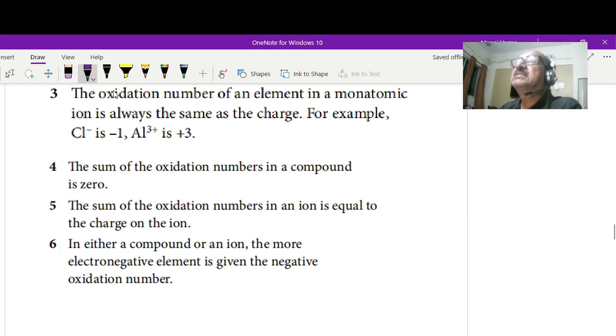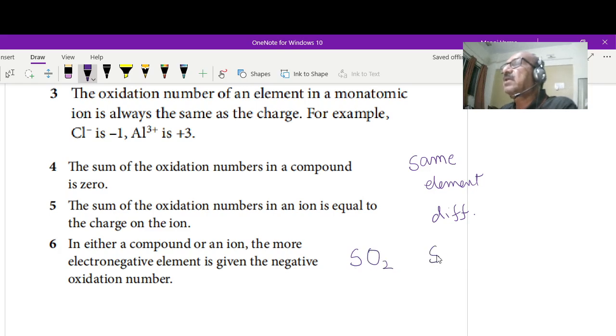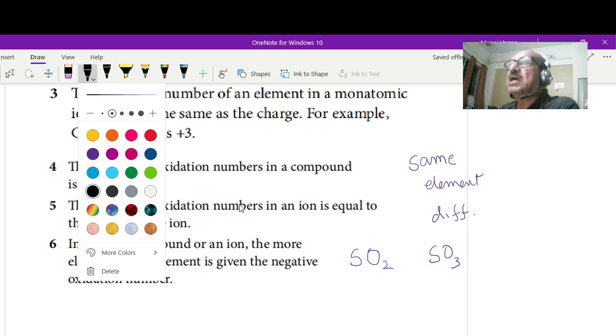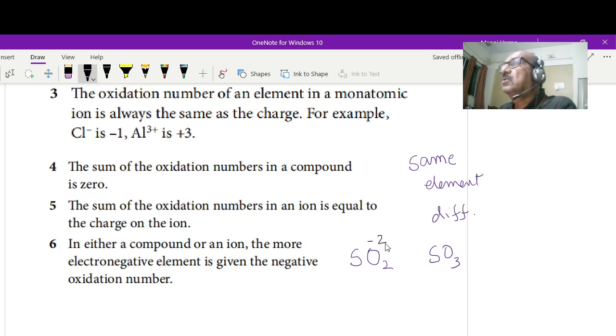Okay, now you have to understand that the same element can have different oxidation numbers in different compounds. For example, let us consider, you have heard about sulfur dioxide and sulfur trioxide. Now oxygen is obviously having the charge of -2, so here -4. So to balance it, sulfur should be +4, but here -2 into 3 is -6. So to balance this, sulfur should be +6.